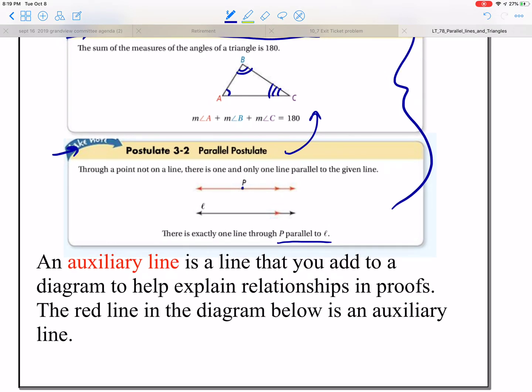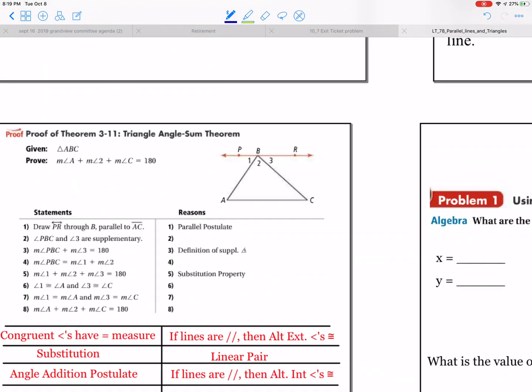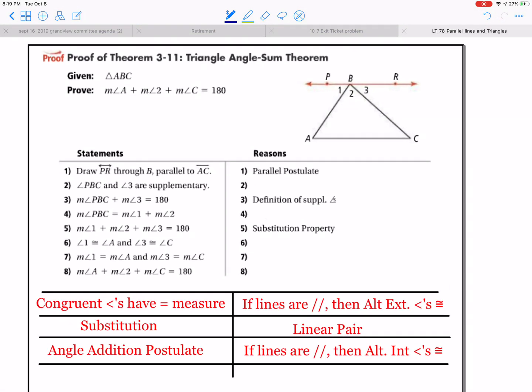Before we do, an auxiliary line is a line that you add to a diagram to help explain relationships and proofs. The red line in the diagram below is an auxiliary line. So in order to create the theorem for the triangle angle sum theorem, we had to put this auxiliary line in here. So that's why you see that. Down below there's an answer bank.